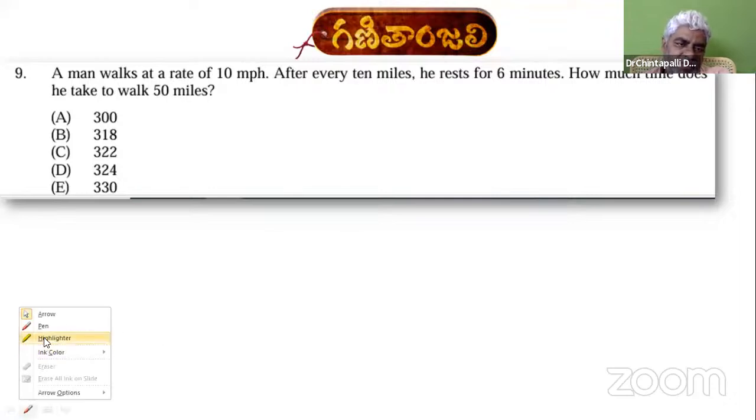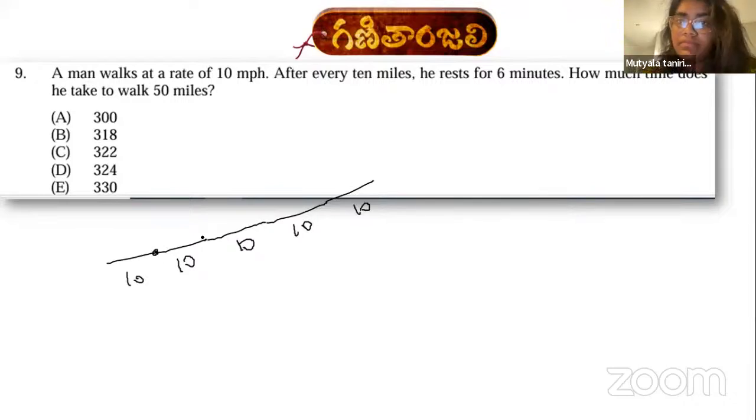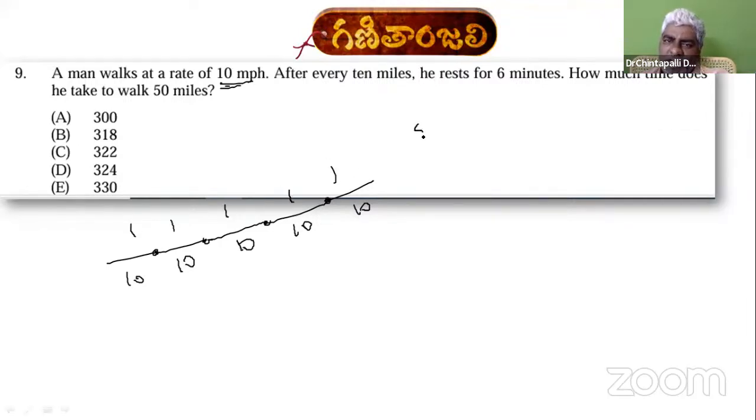Actually, 50 miles means 10 miles, 10 miles, 10 miles, 10 miles, 10 miles. When there is no gap, 1, 2, 3, 4, 5, he takes 5 stages. He walks at a rate of 10 miles per hour, so 1 hour, 1 hour, 1 hour, 1 hour, 1 hour, 5 hours. Without a break, it takes 5 hours.